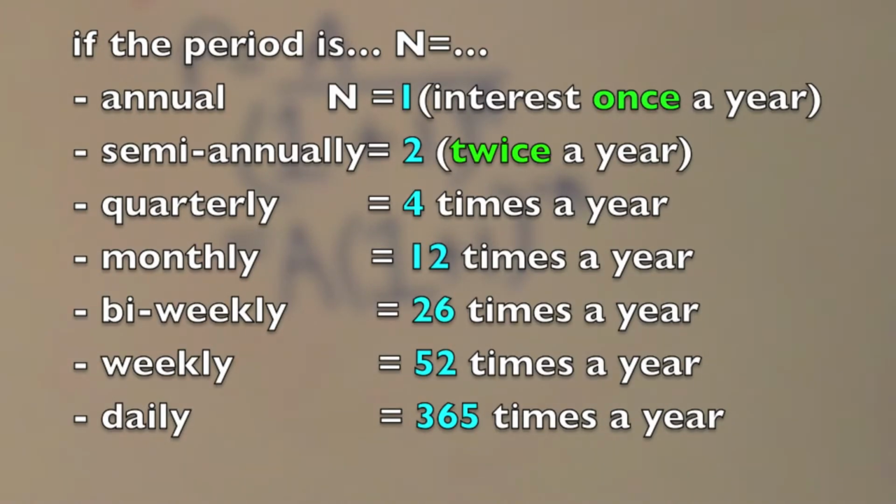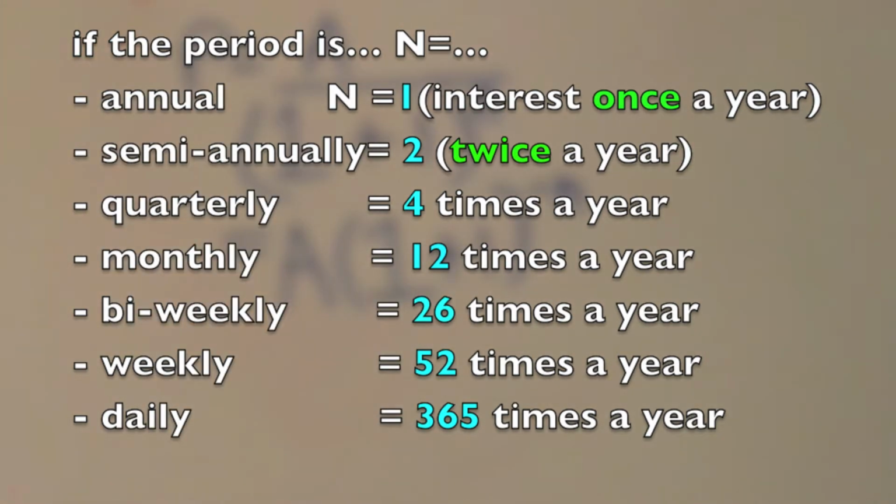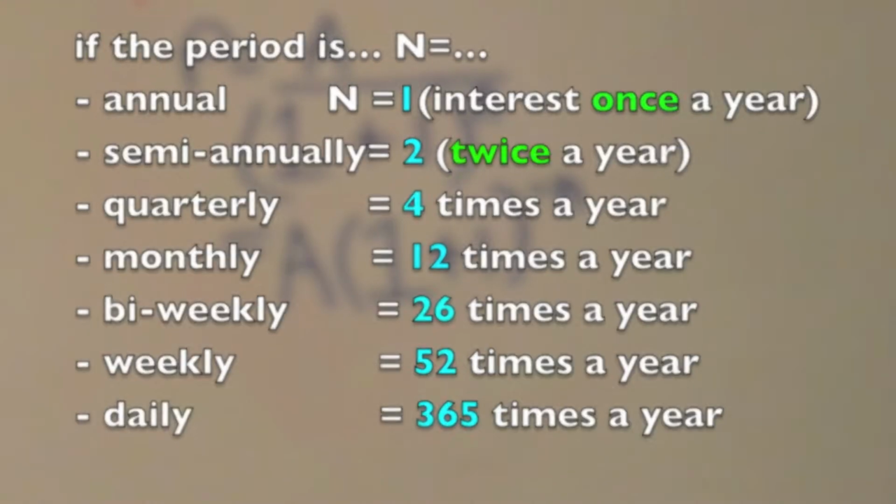This is a list of the vocabulary that will be used in questions, which will help you determine N. If the period is annual, then N equals 1, interest paid once a year. If the period is semi-annual, N equals 2, twice a year. Quarterly, 4 times a year. Monthly, 12 times a year. Bi-weekly, 26 times a year. Weekly, 52 times a year. And daily, 365 times a year.